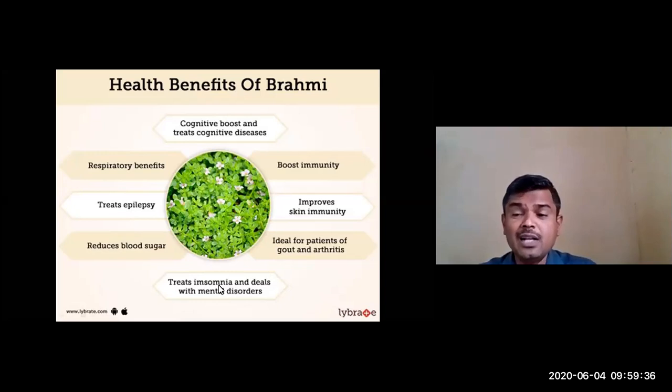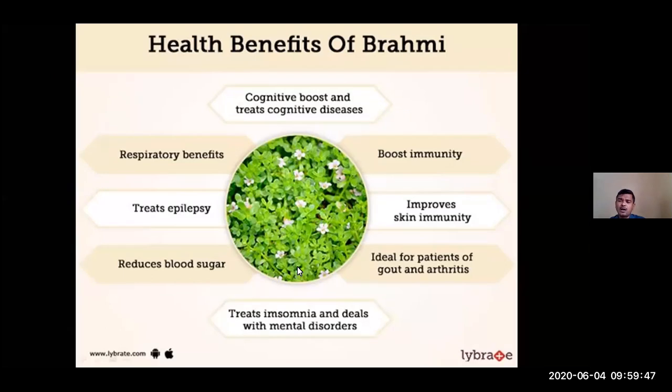It is used in mental disorders, especially in anxiety conditions, anxiety and insomnia conditions, where there will be a loss of sleep. So in such type of conditions, you can use Brahmi, and also it reduces the blood sugar and is an antioxidant agent, and also you can say respiratory benefits. So these are the benefits of Brahmi.